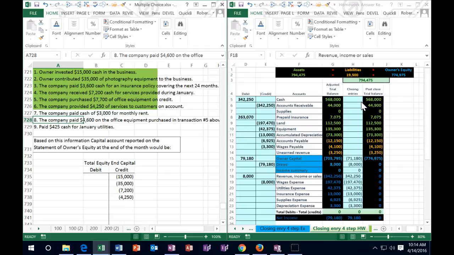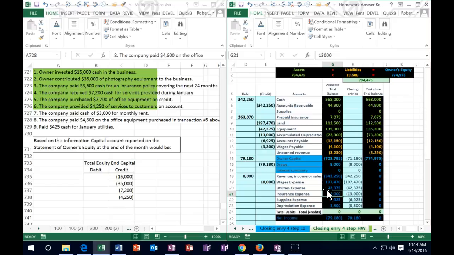What did we pay? Rent. We usually say rent expense. It's going to be down here. I don't have a rent expense in this example, but we can see that the expenses are down here. We can see the expenses have debit balances. We can see that they only go one way generally. They go up with a debit. So we're going to have to debit rent expense.